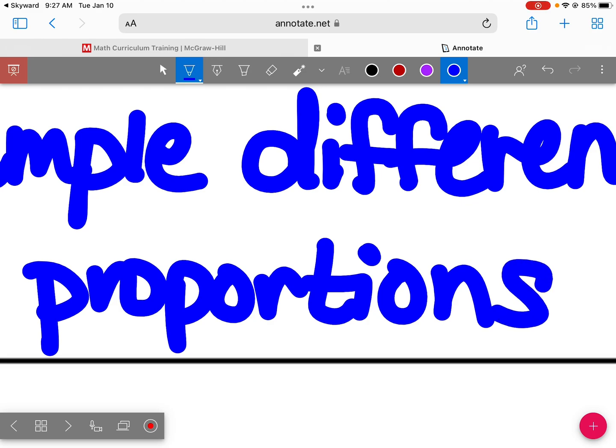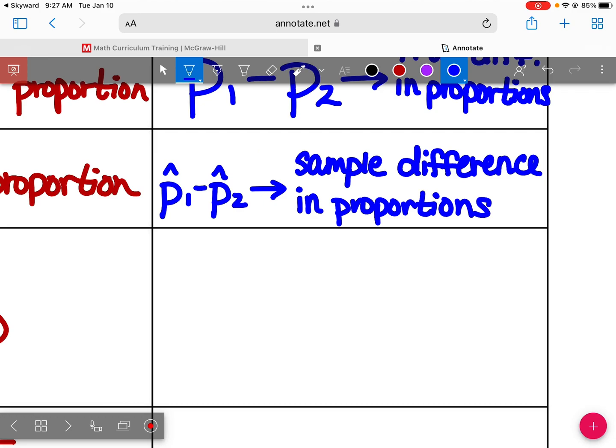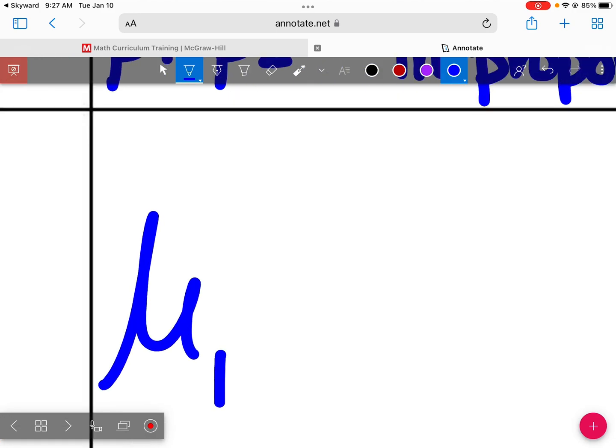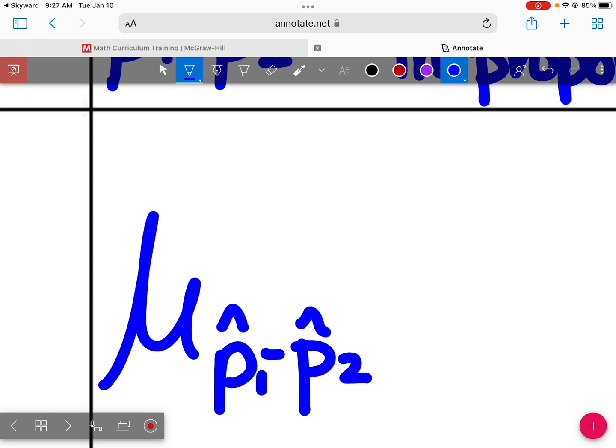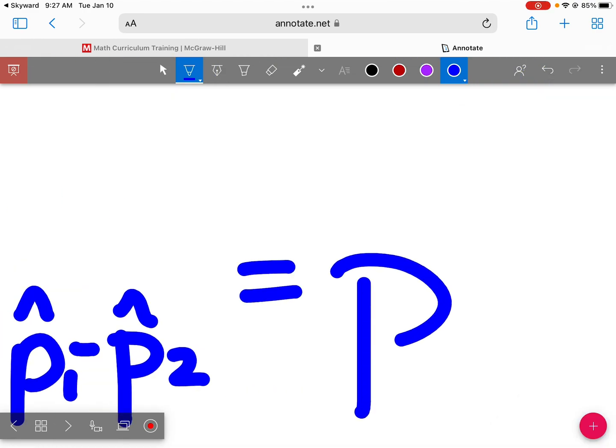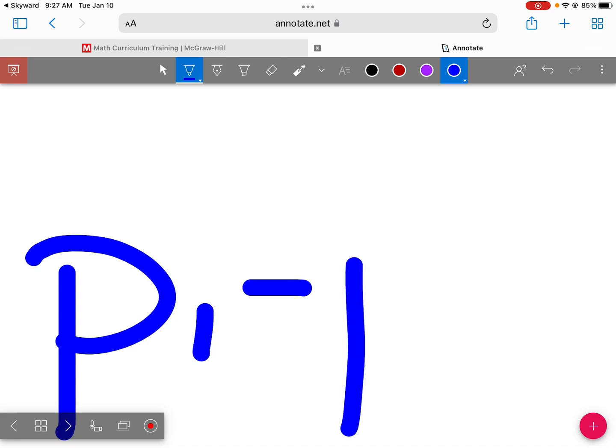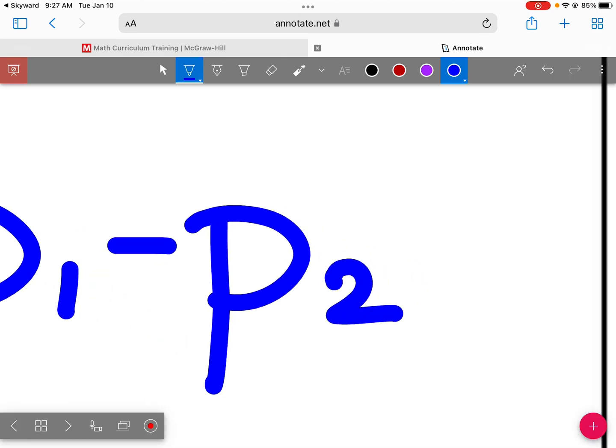How do I find the mean of the sampling distribution? So the mean of p hat 1 minus p hat 2 is equal to proportion 1, or proportion for population 1, minus the proportion for population 2. So I subtract my proportions.